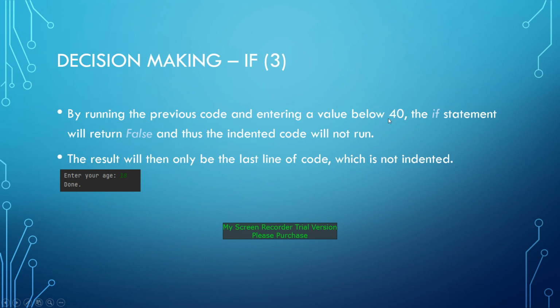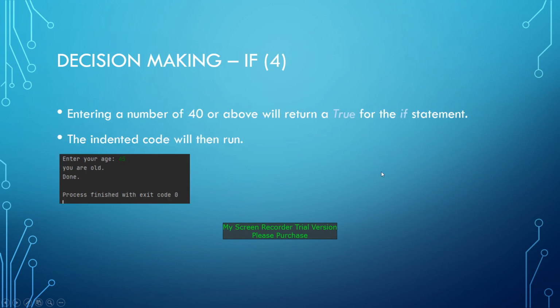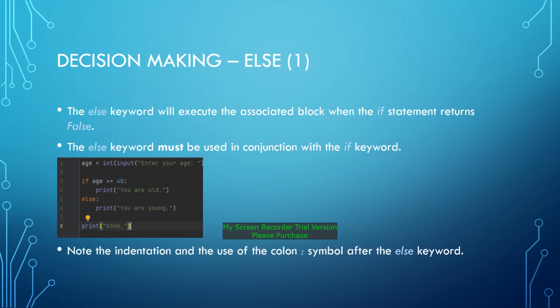So if we do anything below 40, we just get the done and it skips the if block of code. So the indented code will not run. All right, so the result is only our last line of code. Okay, so as I said, also entering a number above 40 will then return true for the if statement, and then our code will run. So all of the code will run.